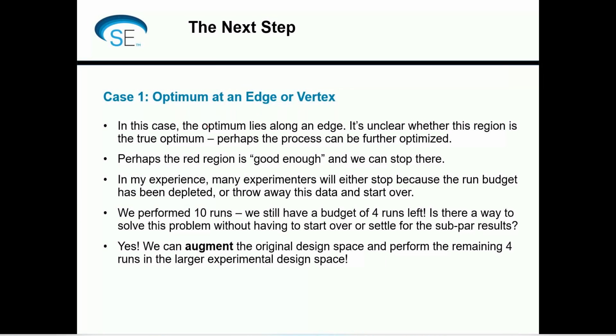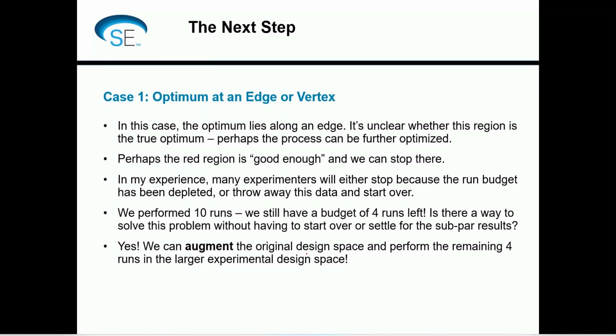However, in my strategy, we did 10 runs, so we still have a budget of 4 runs left. So is there a way to solve this problem without having to start over or settle for subpar results? And the answer is yes, we can augment the original design space.